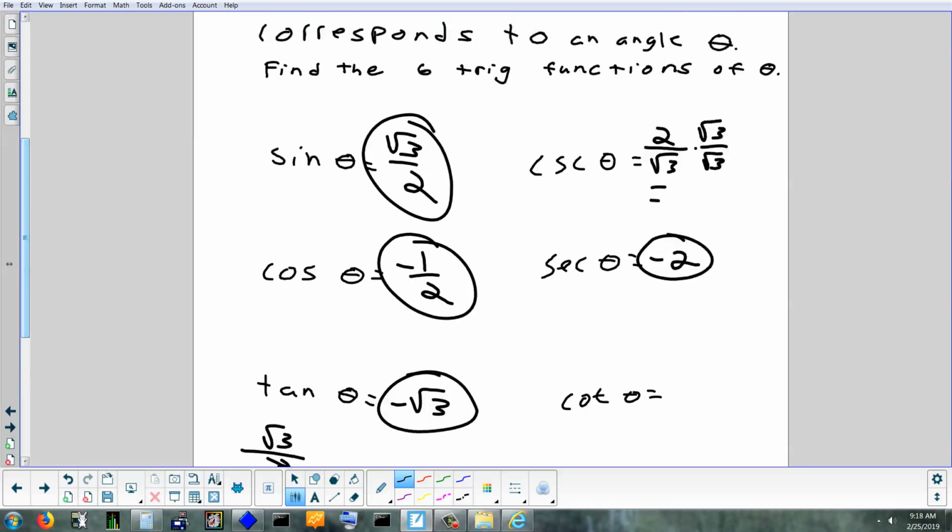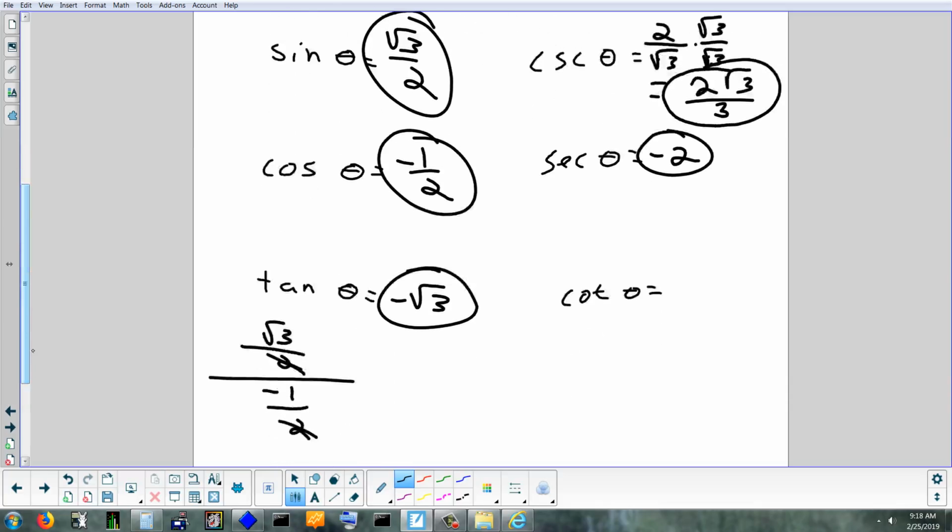So in the top, we get 2 square root of 3. And in the bottom, square root of 3 times the square root of 3 is the square root of 9, or just 3. Okay, so we've got 5 out of 6. We got one more to do, which is the cotangent. Now, the relationship is you flip the one on the left, but the one on the left isn't even a fraction right now. So how can I make it a fraction?